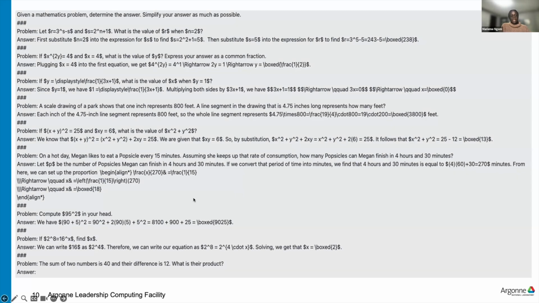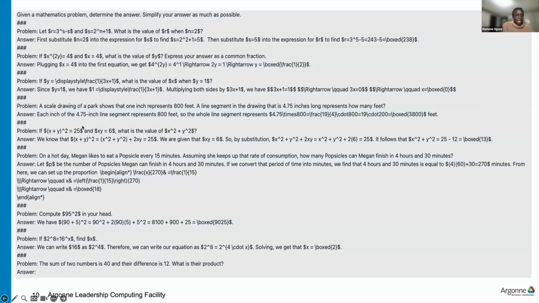So the data set looks like this. It has several requests. One such request is from the algebra subset of the data set. You give a prompt like, "Given a mathematics problem, determine the answer. Simplify your answer as much as possible." And then you give a suite of problems with their detailed answers.